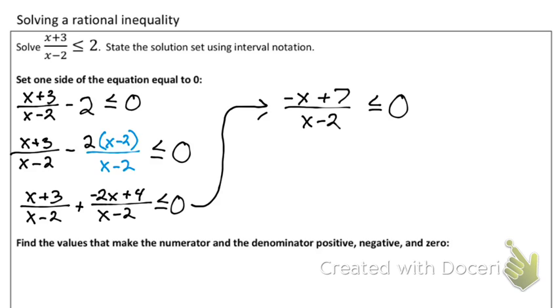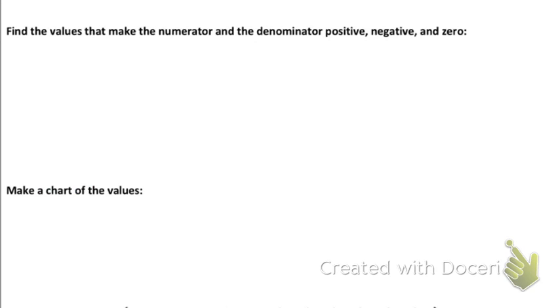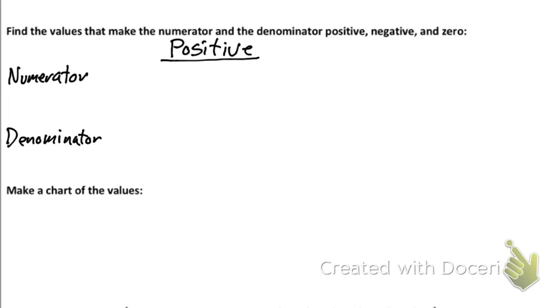So it says down here, that's going to be our next step. Find all the values that make the numerator and denominator positive, negative, and 0. Okay, so we're going to make a table of sorts. We're going to have a numerator row, then we're going to have a denominator row. And we're going to have a column where I'm going to find where it's positive. We're going to start with positive, then we'll do negative, then we'll do 0.